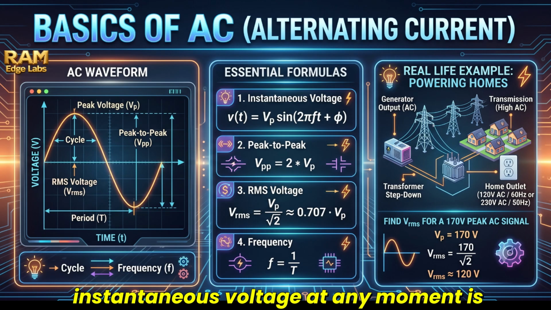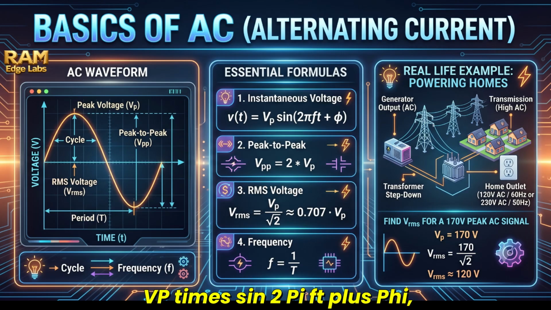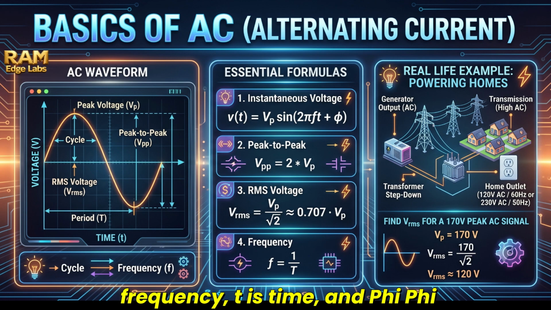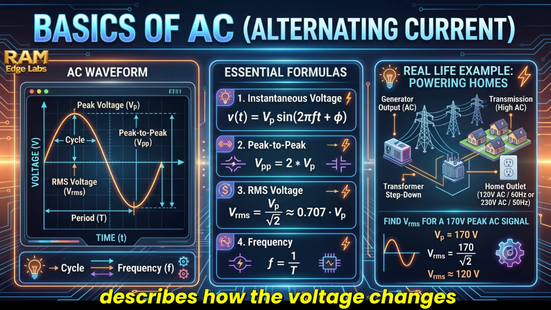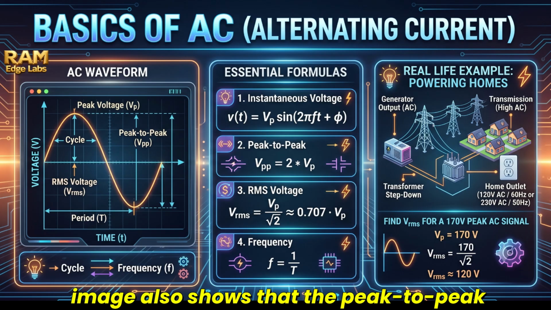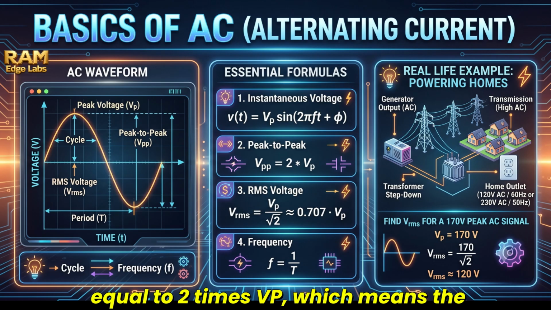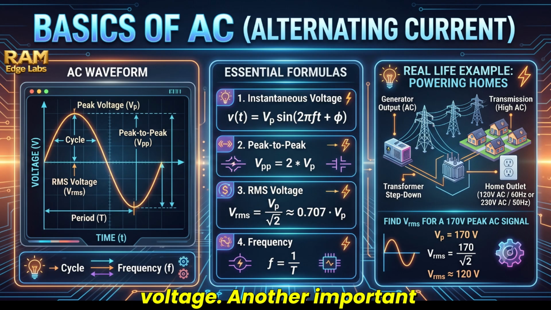The instantaneous voltage at any moment is given by the equation V(t) = Vp times sin(2πft + φ), where Vp is the peak voltage, f is the frequency, t is time, and φ is the phase angle. This equation describes how the voltage changes continuously with time. The image also shows that the peak-to-peak voltage is calculated using Vpp = 2 times Vp, which means the total voltage swing is twice the peak voltage.